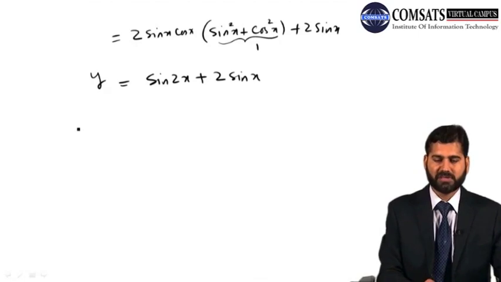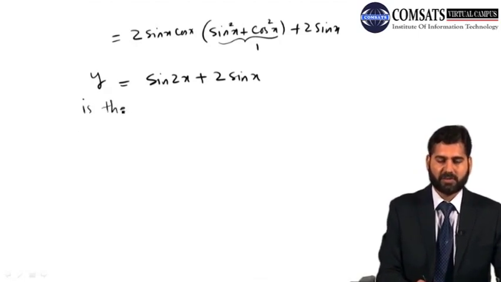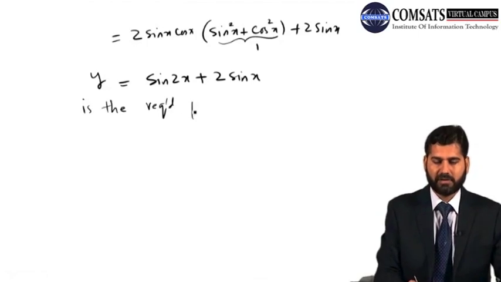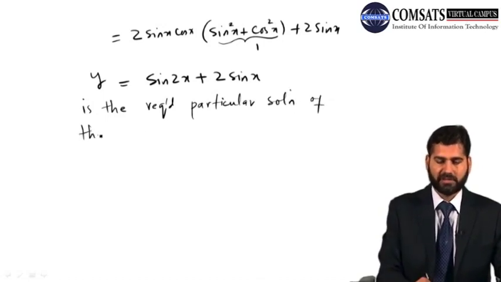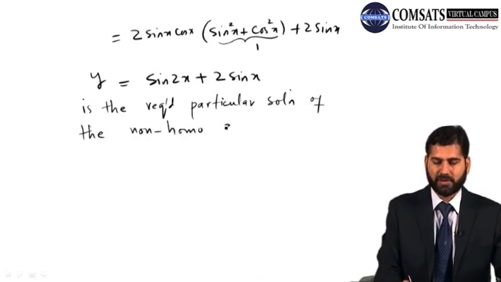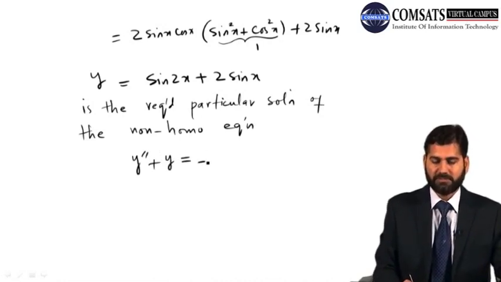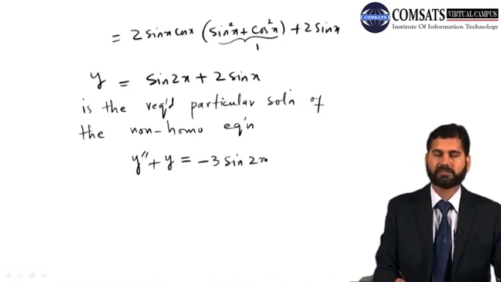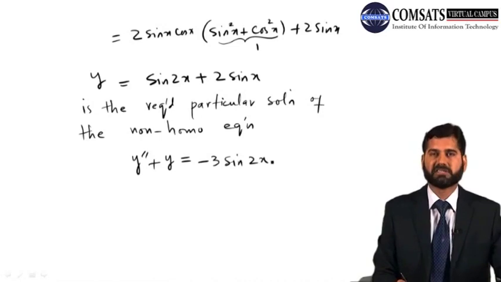This is the required particular solution of the non-homogeneous equation y double prime plus y is equal to minus 3 sine 2x. So we used the integral definition of the particular solution to obtain the particular solution by using the Green's function.